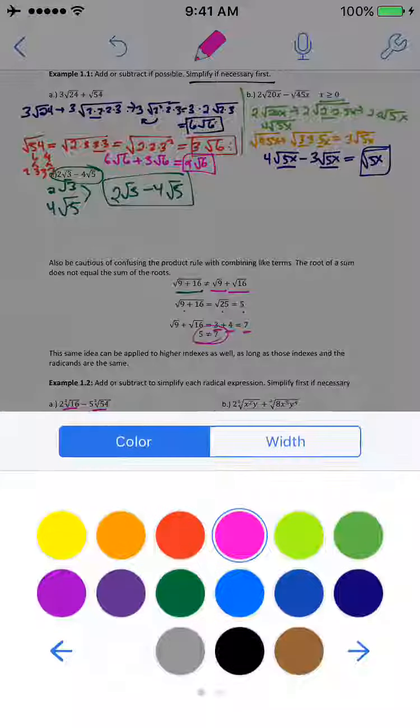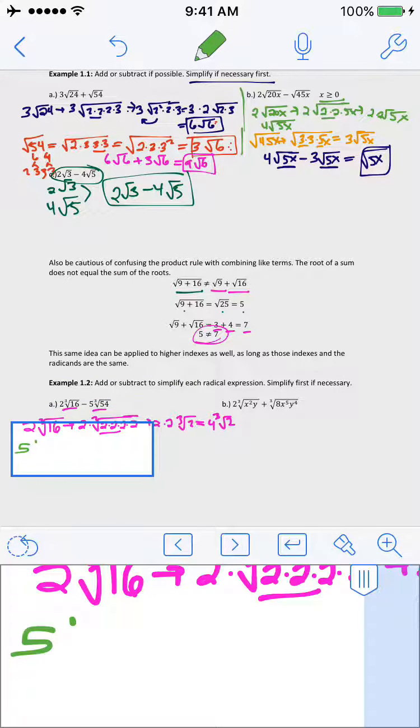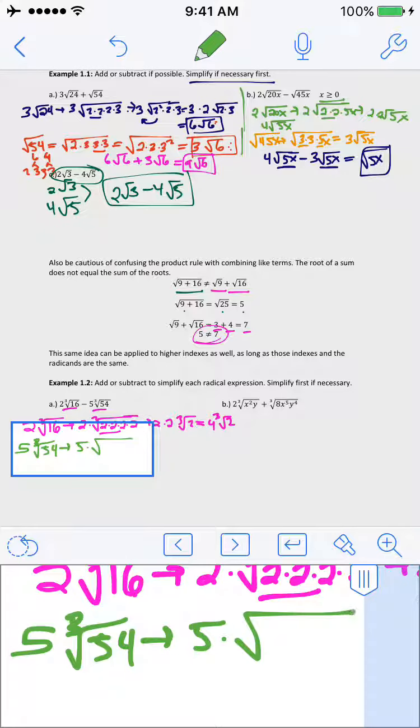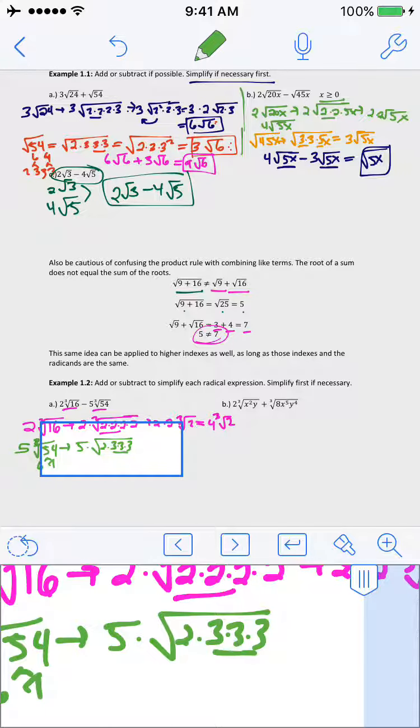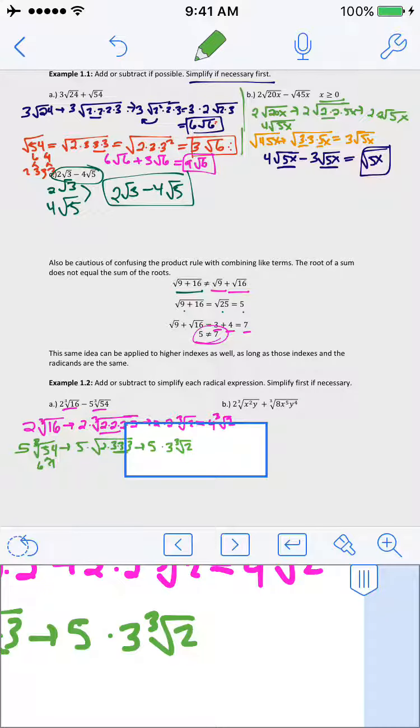The second part is 5, is it cubed? Yeah. Cubed root of 54. Remember, I can only add identical index, right? So I had to make sure that was still a cube. And that's 5 times, let's see, 6 and 9. That would be 2 and 2 and 3, not 2 and 2. 2 and 3, 3 and 3. And I'm looking for a group of 3. There we go, there's a group of 3 right there. So I still have that 5 on the outside. And now I have a 3, and the 2 is left over in the cubed root. So I end up with 15 cubed root of 2.